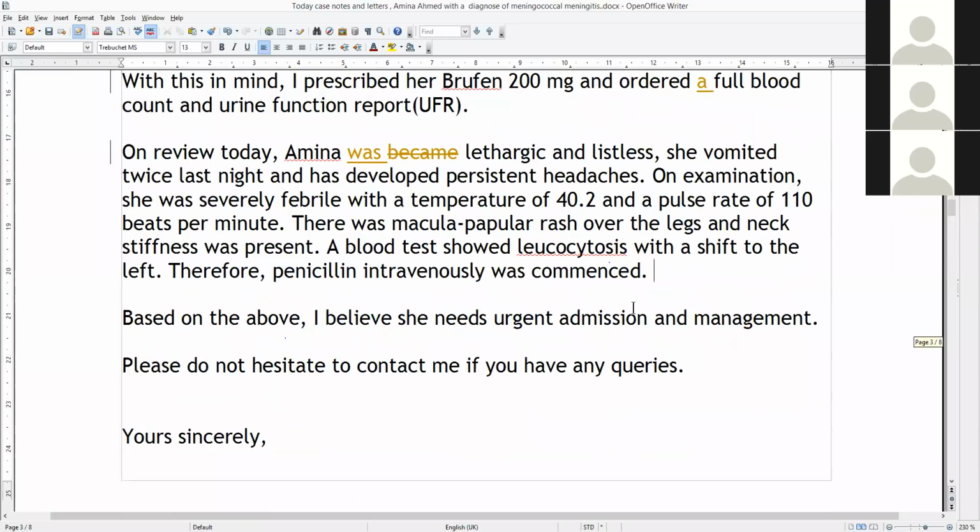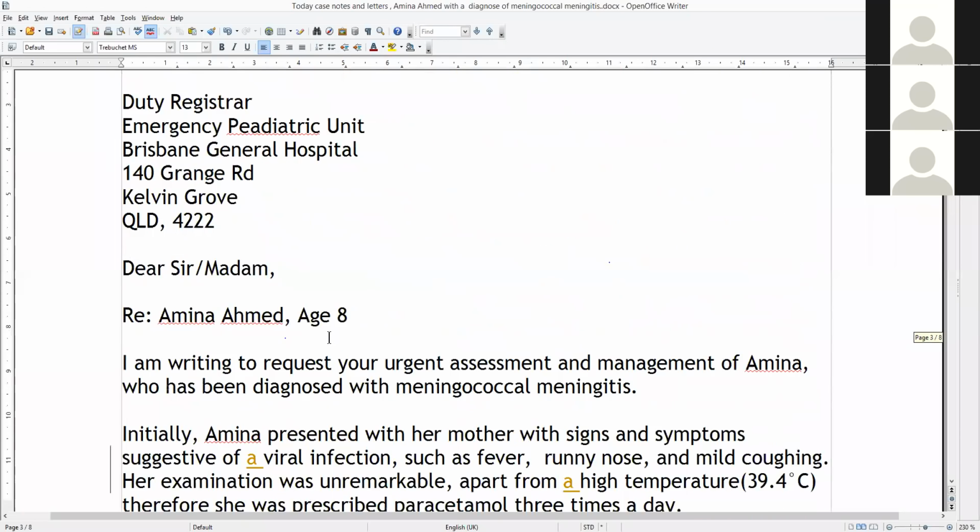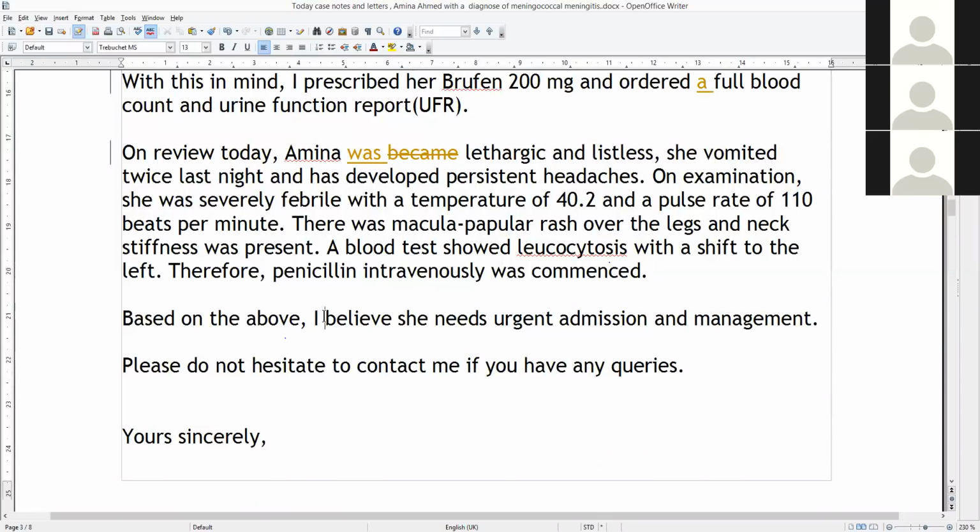Based on the above, I believe she needs urgent admission and management. Well, you believe so, but you want them to accept her. So based on the above, I request. You know, make it clear what you want them to do, because this is just a statement. In strict terms of English, this is simply a statement. I believe that, etc. Okay, but that's not the same as a request. It's not the same as asking, can you admit this person, which would be, in functional terms, a request. So that's not the same.